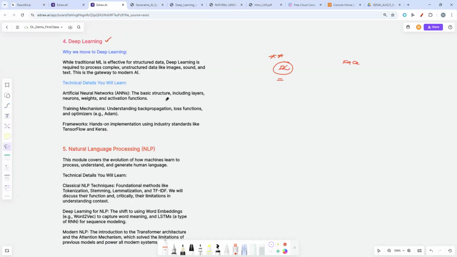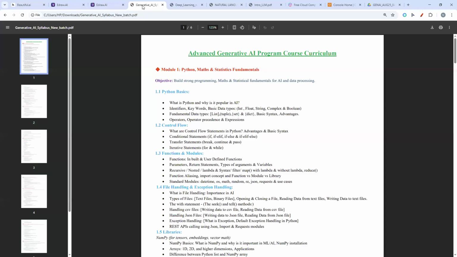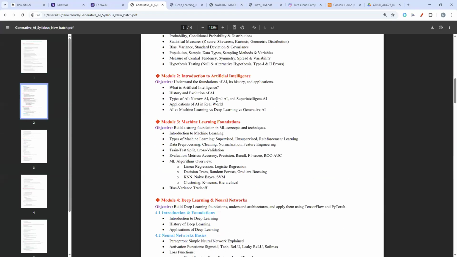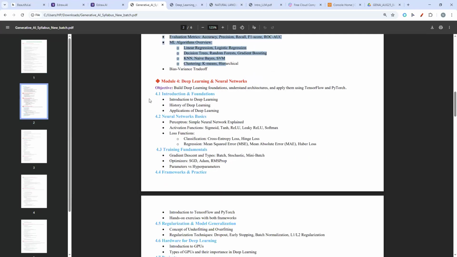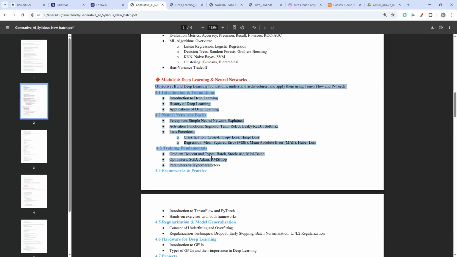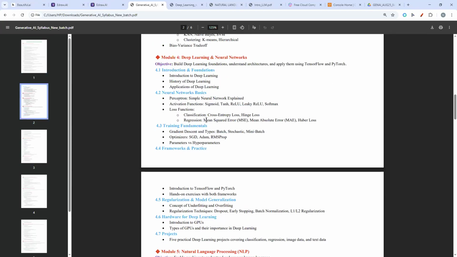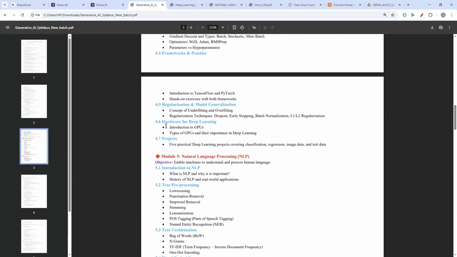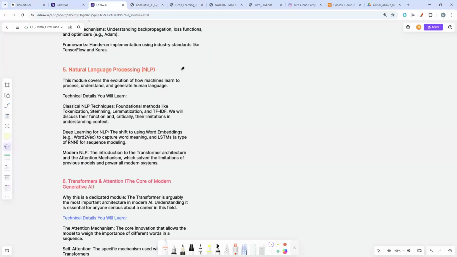So deep learning, artificial neural networks, and then training mechanisms, frameworks and all, we will cover those things. This is the syllabus you have: introduction to AI, machine learning foundations, and deep learning and neural networks, right? You'll get a good idea of deep learning and neural networks. And finally, we will look at projects. We will cover some 5 practical deep learning projects. And then we will move to NLP, natural language processing.